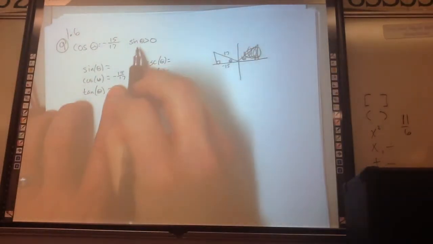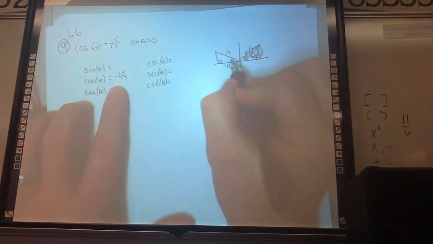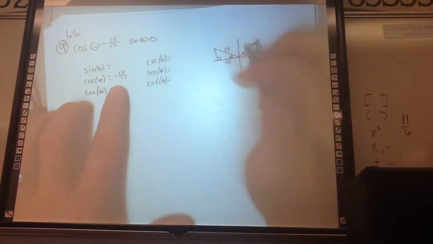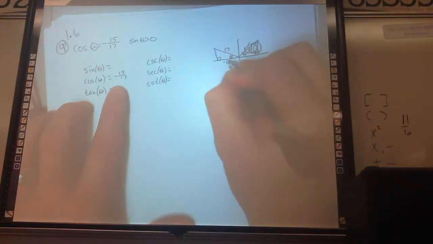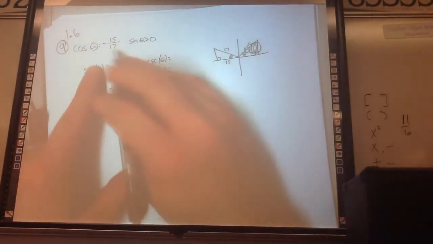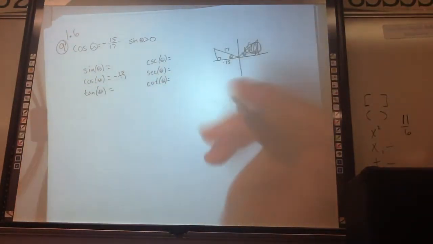Yes. They told you right here, the sine of theta needs to be greater than 0. Sine is opposite over hypotenuse, right? So my opposite is positive and my hypotenuse is positive, so this does work, that's bigger than 0. You could have drawn the triangle down here and still got the cosine as negative 15 over 17, but now your sine will be less than 0, and that's not what they want.